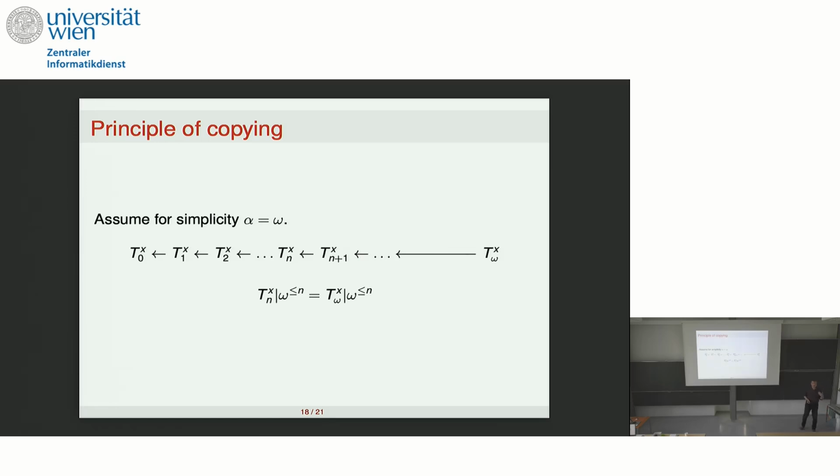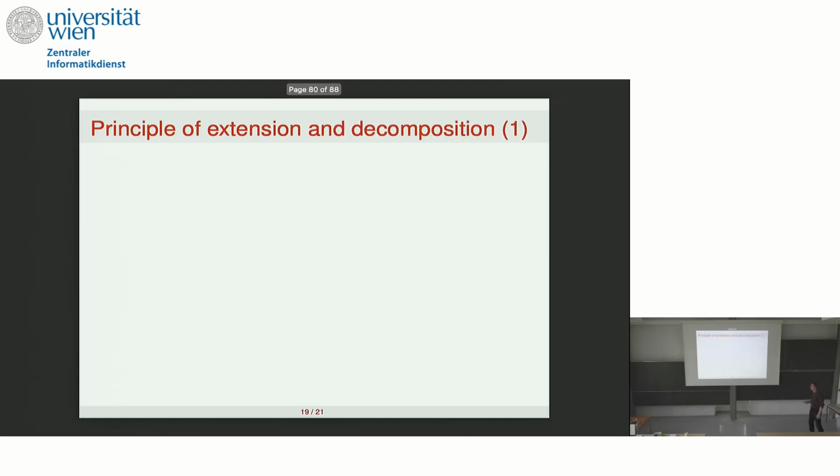If we work with a general ordinal, then the situation is a little bit more complicated. We have to introduce some auxiliary structure on the ordinal alpha, which says what to copy from which tree to which one, of which length, and so on. But here this is rather simple.